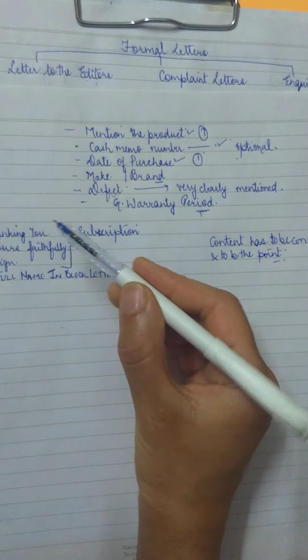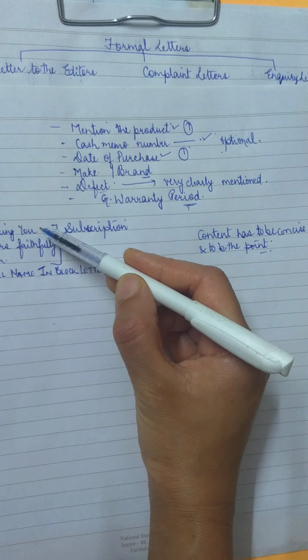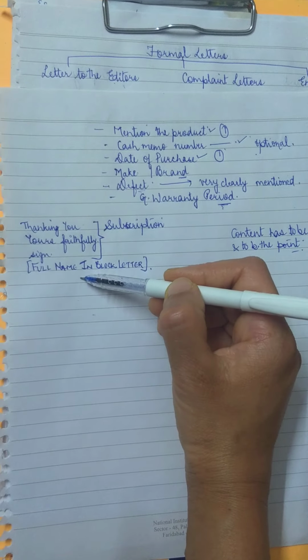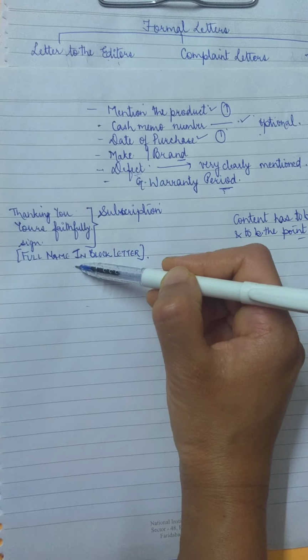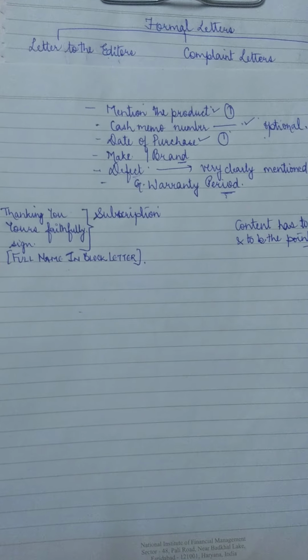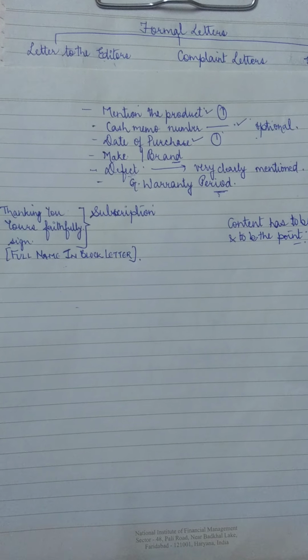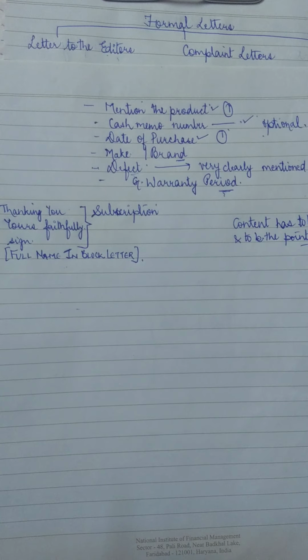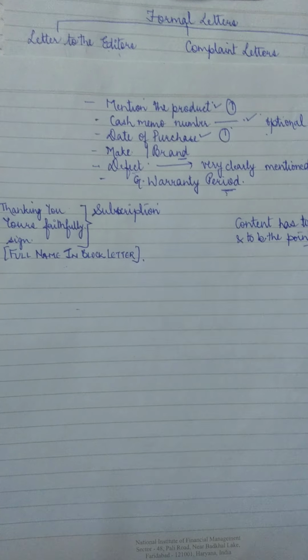After that, you have the subscription, wherein you write, "Yours faithfully," you put your signature and you write your full name in block letters. So this is how you go about writing it. You will be given a couple of complaint letters to be written, and I'm sure you all will be able to do it. Thank you.